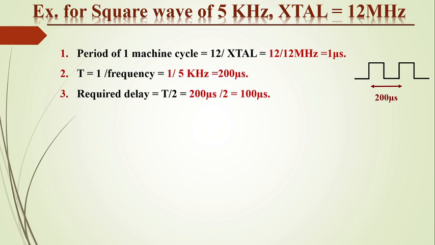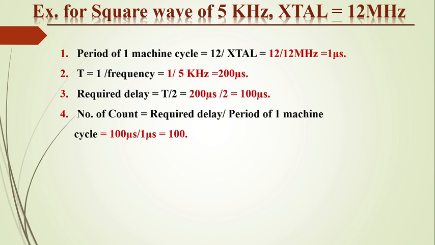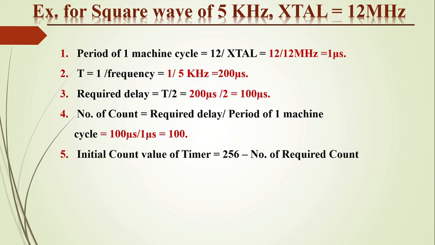So that required delay can be found by this total time period divided by 2, that is 200 microseconds divided by 2, that is 100 microseconds. So this is our required delay. Now the next step is to find the count by dividing the required delay by the one period of one machine cycle, that is 100 microseconds divided by 1 microsecond, that is 100, and find the initial count by subtracting this number of counts from the maximum count. We get the value 156, that is 9Ch, that is the initial count that should be loaded into the TH1 register.